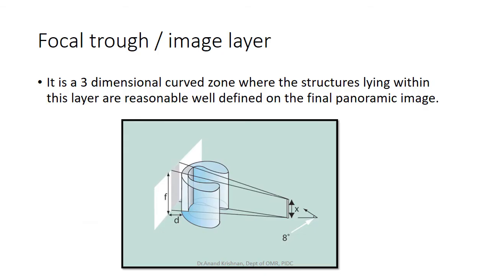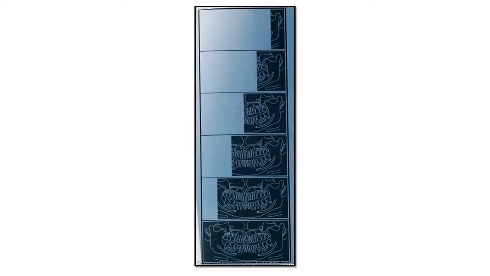Again, this is what the focal trough or the image layer is. It's a three-dimensional curved zone where the structures lying within this layer are reasonably well defined on the final panoramic image. So this is the pattern of exposure of the film on the panoramic radiograph, how it will be recorded on a film. Like I told you previously, it is a slit beam.